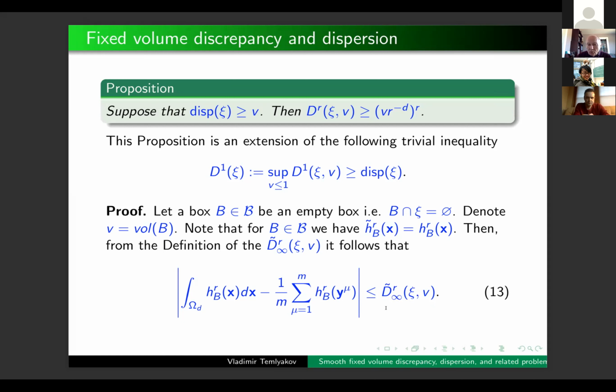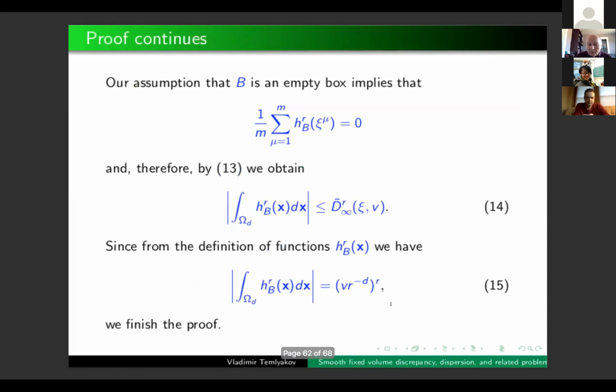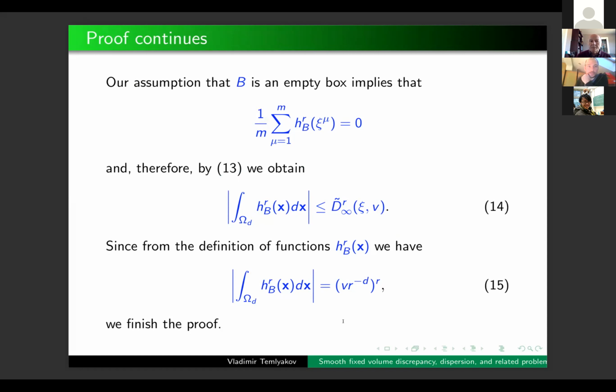Basically this gives us the result we need, because it is certainly bounded like this, because there was an infimum. On the other hand, this is 0 because it is an empty box. And we get from there the bound like this. It is easy to evaluate that integral, and it is exactly this number. So we finish the proof. This connection is very easy. In this direction it is very easy. Another direction is questionable, but in this direction it is very easy.